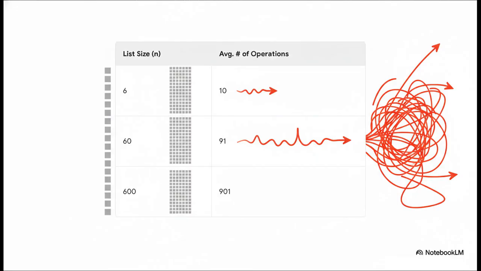And these numbers right here, they really tell the story. When the list gets 100 times bigger, going from 6 to 600, look at the number of operations. It skyrockets by almost the exact same amount. You can just see the workload exploding.